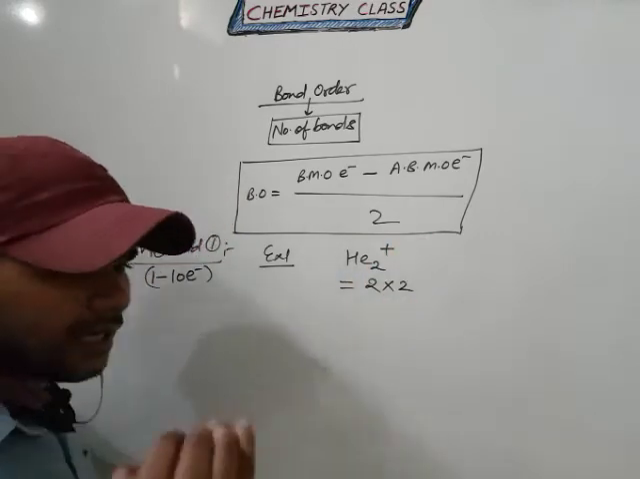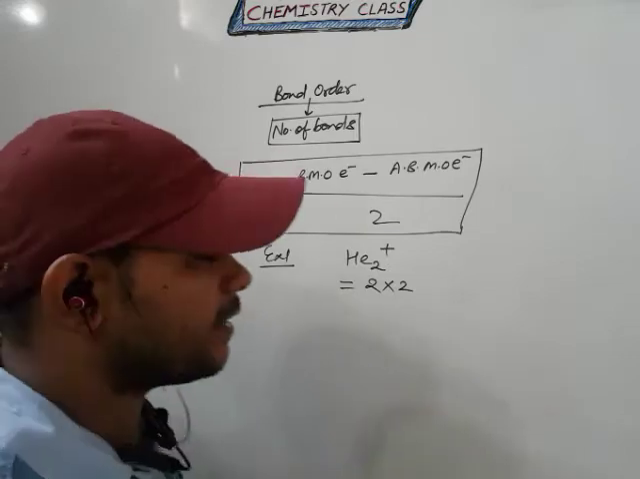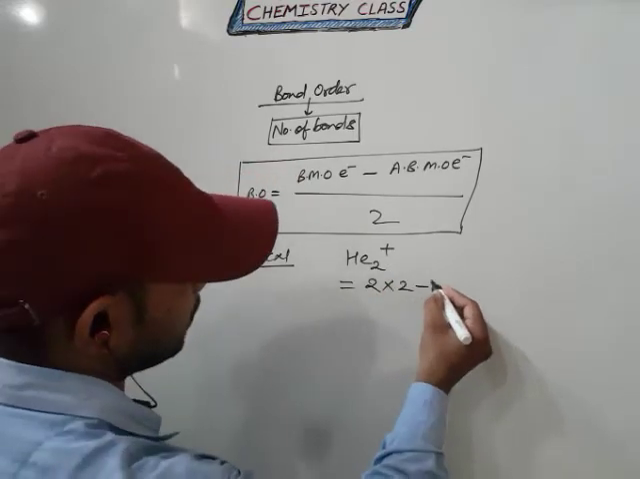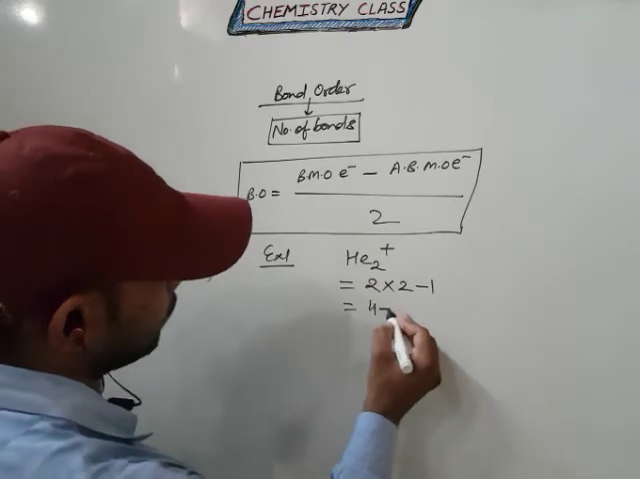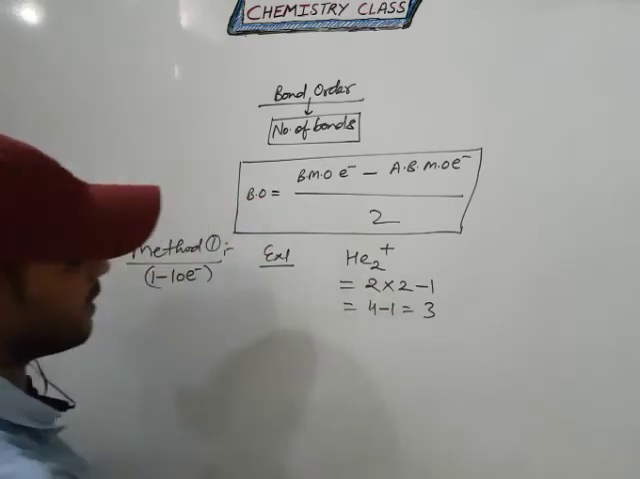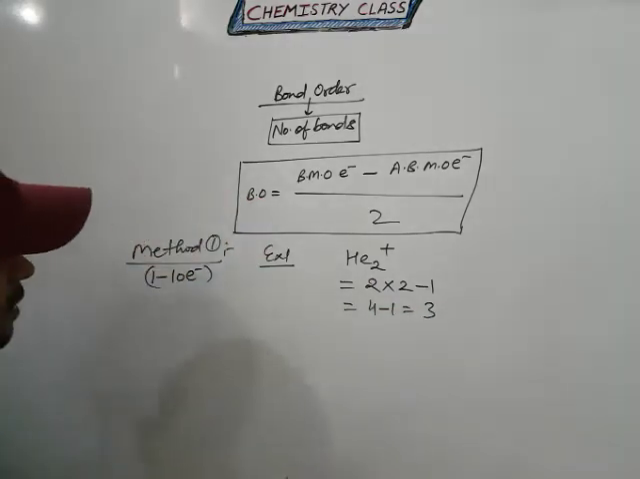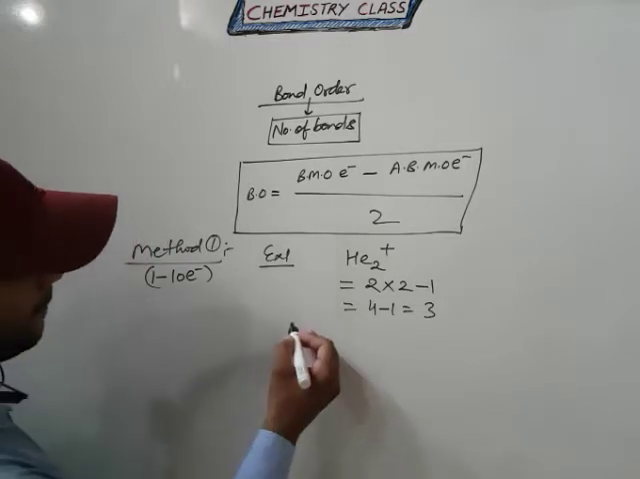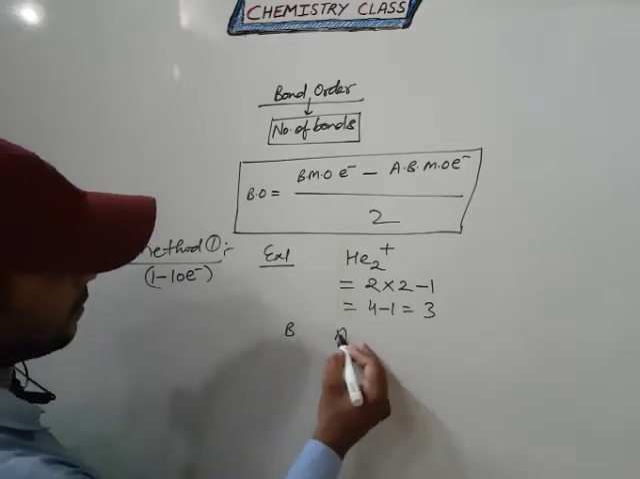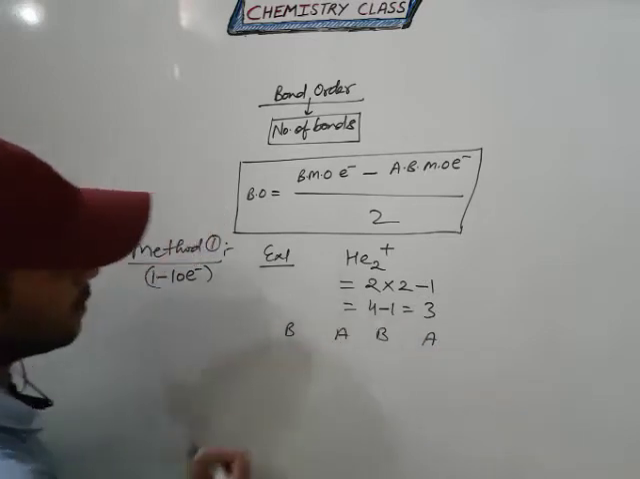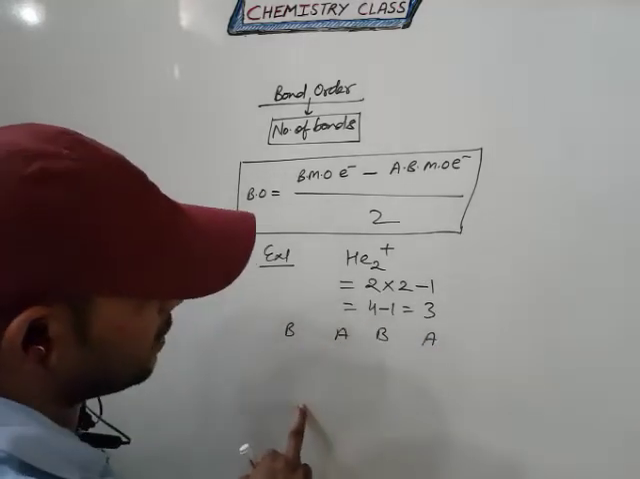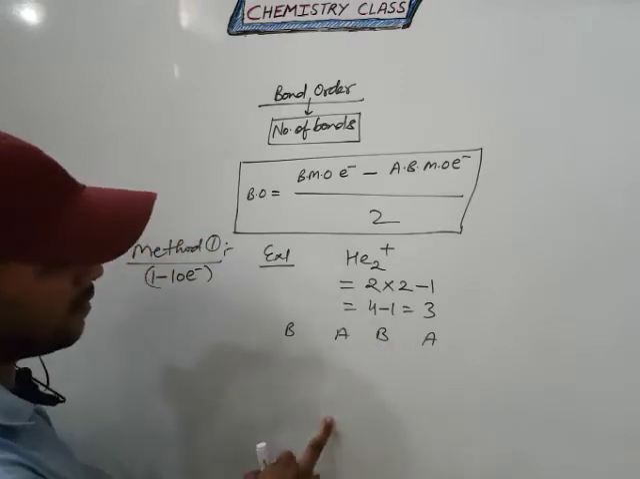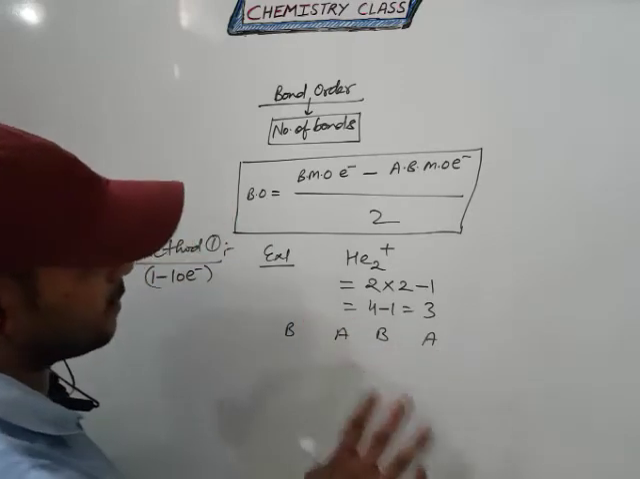Positive charge means the atom simply donates an electron. Donate the electron means subtract that many electrons. So here 4 minus 1, the final answer is 3. Clear? So method first is simply BABA. B means bonding, A means anti-bonding, and another B means bonding, and the last A means anti-bonding.